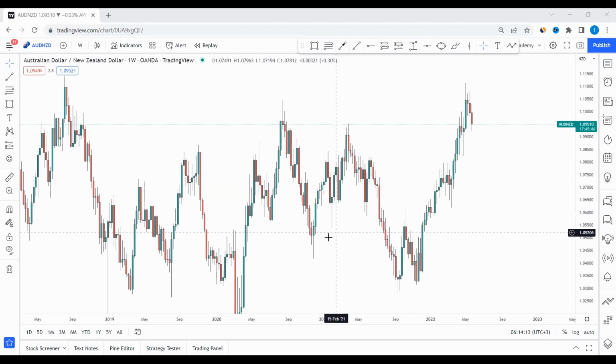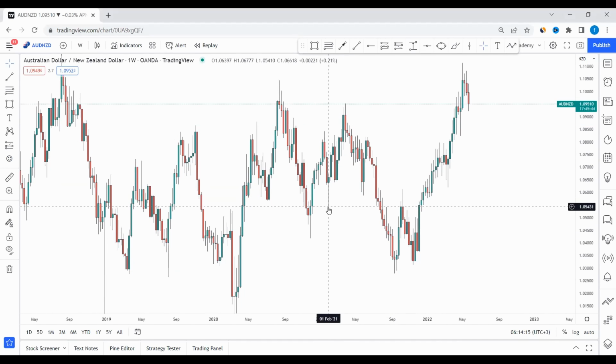Okay, so right now I'm on my charts. I'm using TradingView, but you can use any platform of your choice. In case you're comfortable with cTrader, MetaTrader or TradingView, it's fine. You can use any of your choice.